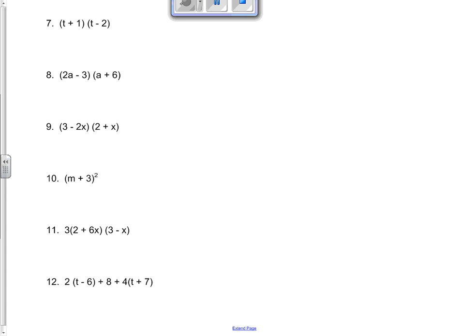Continuing on, number 7 is a FOIL. It's distributive law, but it's between two binomials. FOIL helps us remember to get all 4 multiplications. First one I do is t times t, t squared. Outside would be t times minus 2, minus 2t. Inside would be 1 times t. And last would be the 1 times the minus 2.